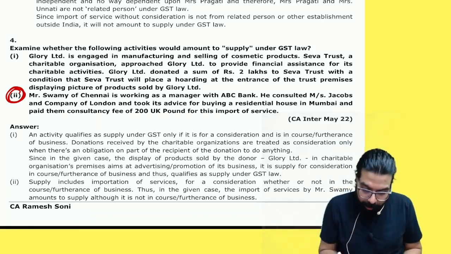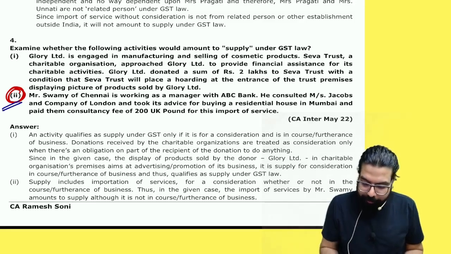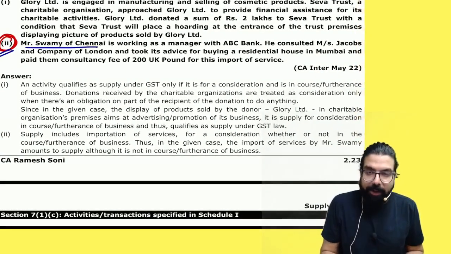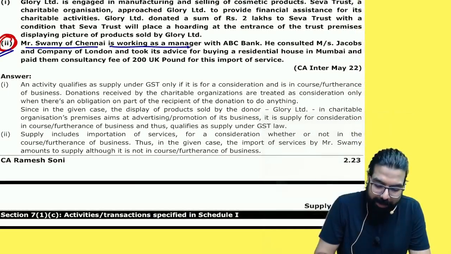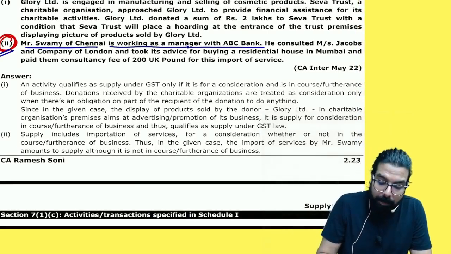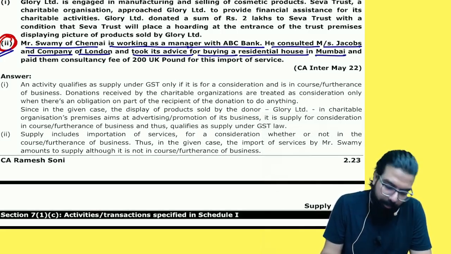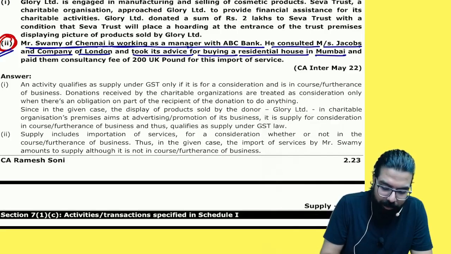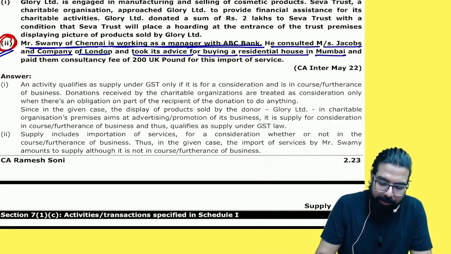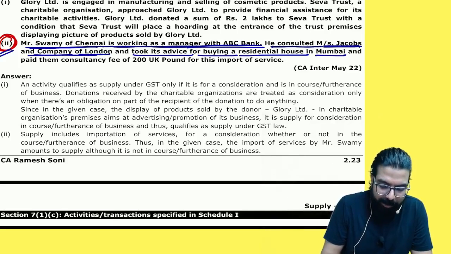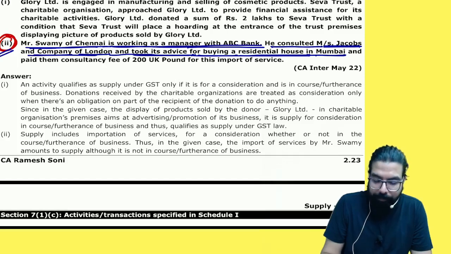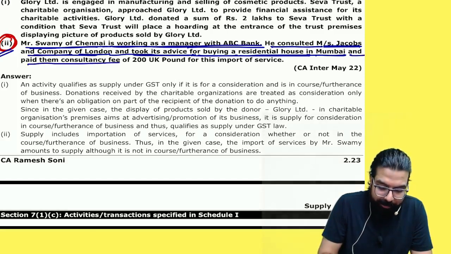Okay. Now, people, did you do this question? Mr. Swami of Chennai is working as a manager with ABC Bank. He consulted Jacob and Company of London and took its advice for buying a residential house in Mumbai. And paid them consultancy of 200 UK pounds for the importation.